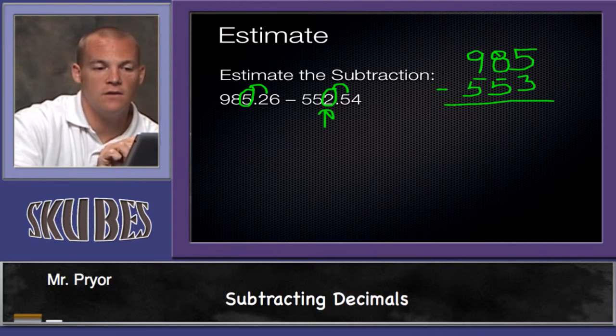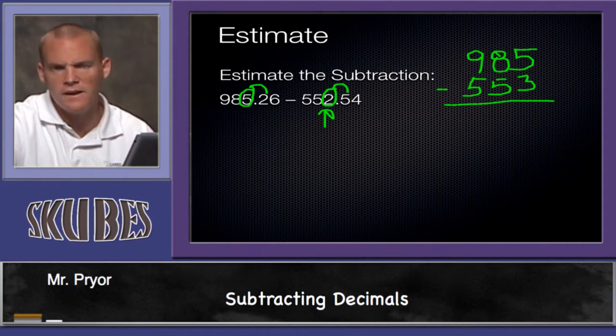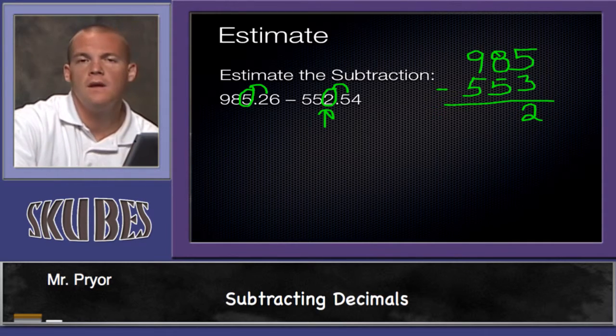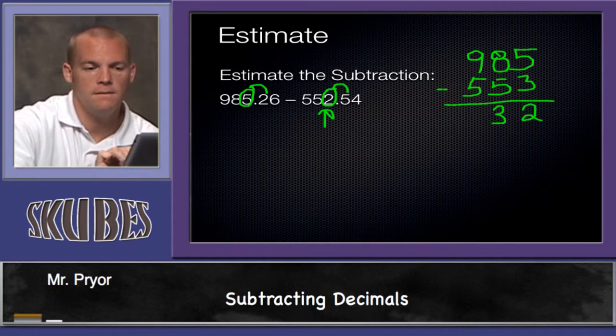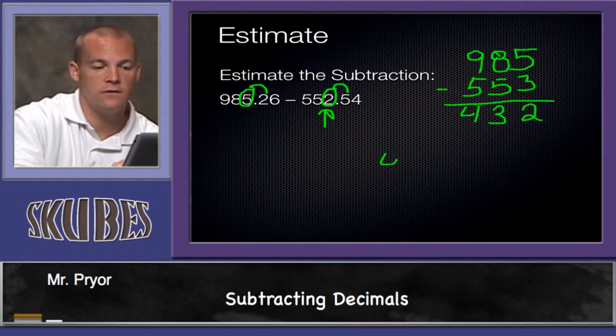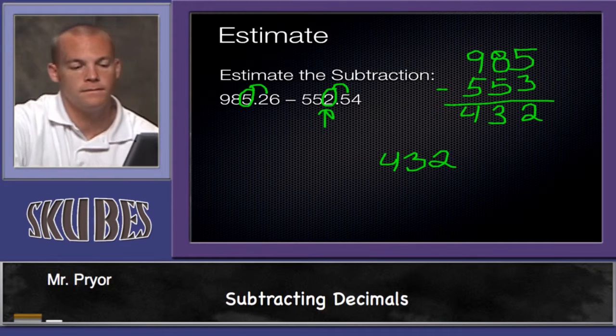And that allows me now to go ahead and subtract. Nice and easy and quick. So 5 minus 3 is going to give me 2. 8 minus 5 is going to give me 3. And 9 minus 5 is going to give me 4. So my estimated answer is 432.